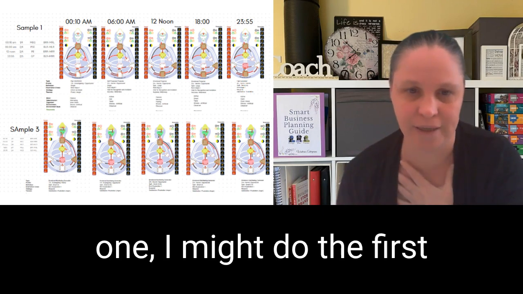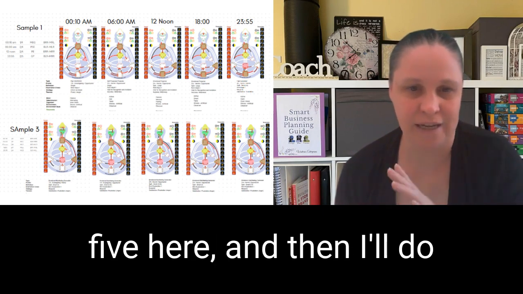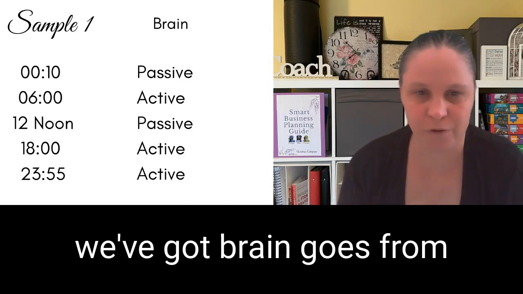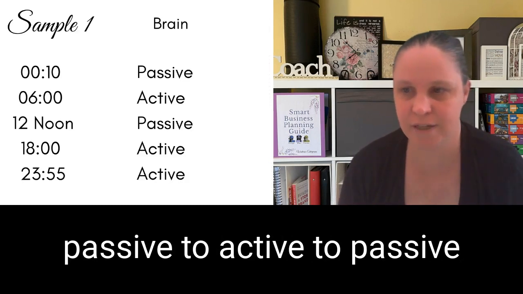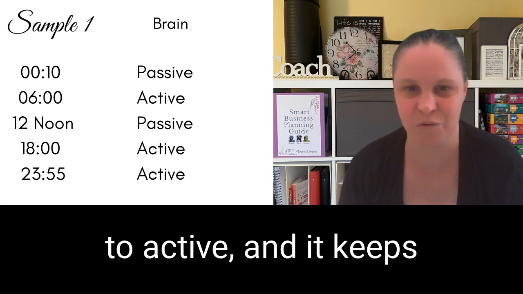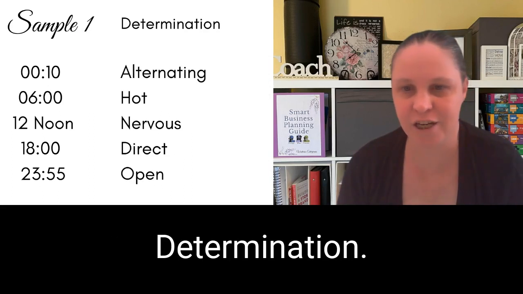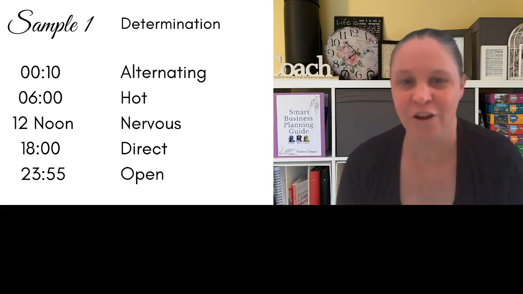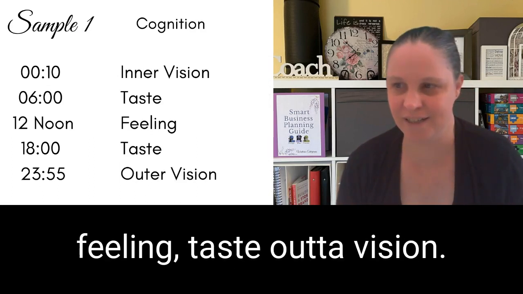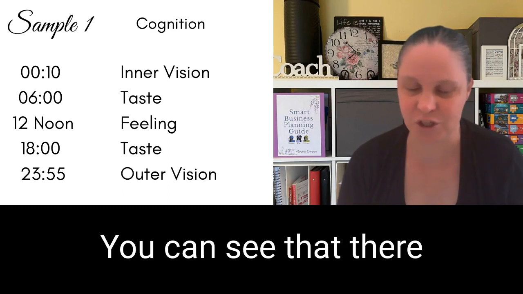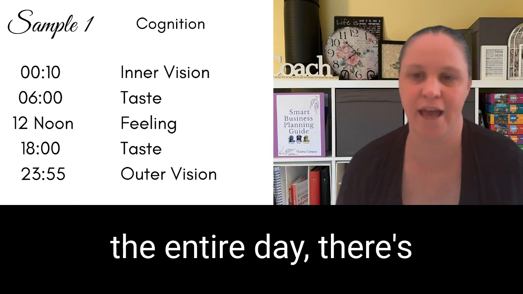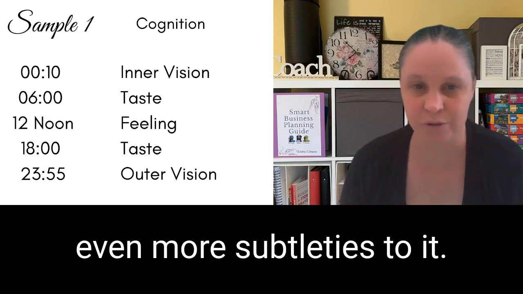So in sample number 1, I might do the first 5 here, and then I'll do the rest in sample 3. Sample number 1, we've got brain goes from passive to active to passive to active, and it keeps swapping between them. Determination, alternating, hot, nervous, direct, open. Cognition, inner vision, taste, feeling, taste, outer vision. You can see that there are significant changes, and if we mapped this out across the entire day, there's even more subtleties to it.